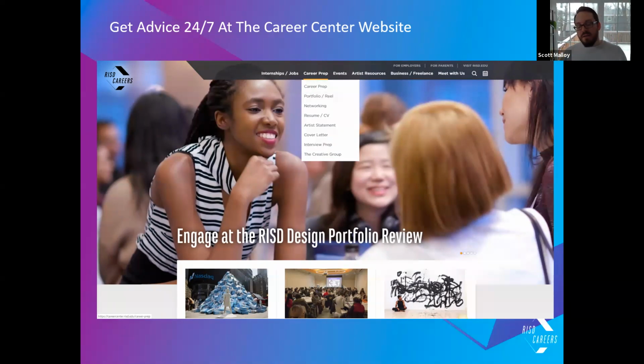And for any of these elements, whether it's a cover letter or a resume, you can come and speak with us and talk to us in more detail about any of these things at any time, but also you can get advice 24/7 at the Career Center website. As you're seeing on the screen, this is a snapshot of our site, and there's a whole career prep section which has advice and guidance for a number of important career topics, resume and cover letter included in there.